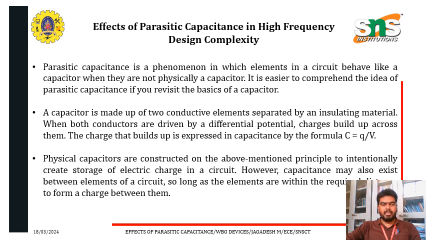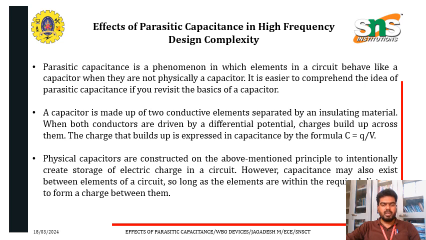What is parasitic capacitance? Parasitic capacitance is a phenomenon in which elements in a circuit behave like a capacitor when they are not physically a capacitor. It is easier to comprehend the idea of parasitic capacitance if you revisit the basics of a capacitor. A capacitor is made up of two conductive elements separated by insulating material. When both conductors are driven by a differential potential, charge builds up across them.